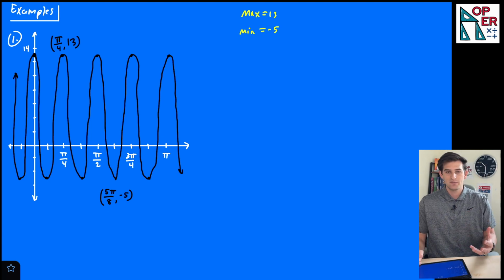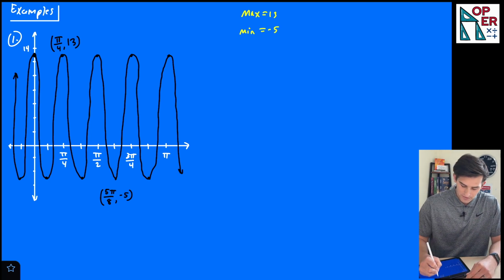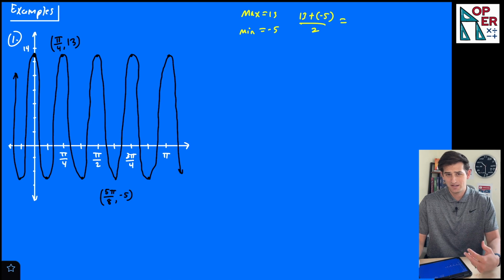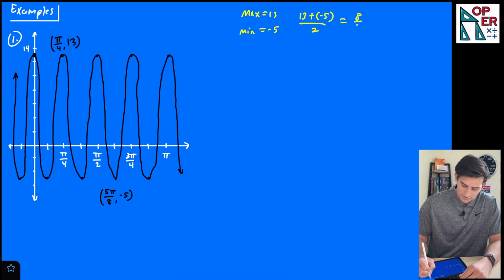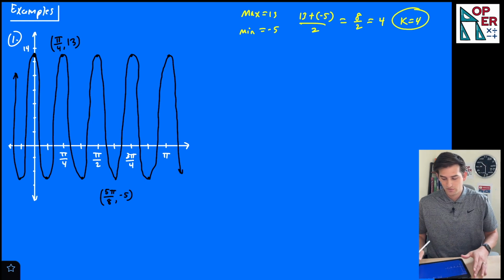Now to find K, I'm just going to add them together and divide by 2. So 13 plus negative 5, divided by 2. 13 minus 5 is 8, so 8 over 2, and that's going to be 4. Now I'm going to circle that and say K is equal to 4.